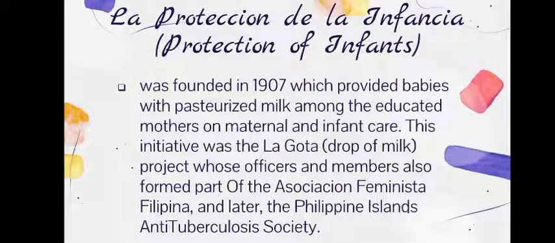La Protección de la Infancia, or Protection of Infants, was founded in 1907, which provides babies with pasteurized milk among the educated mothers on maternal and infant care. This initiative was the La Gota, or Drop of Milk, project whose officers and members also formed part of the Asociación Feminista Filipina and later the Philippine Islands Anti-Tuberculosis Society.